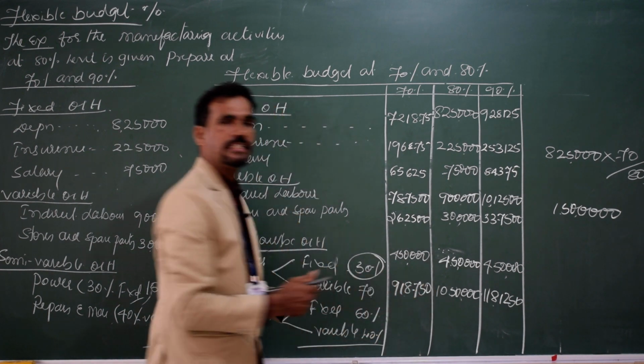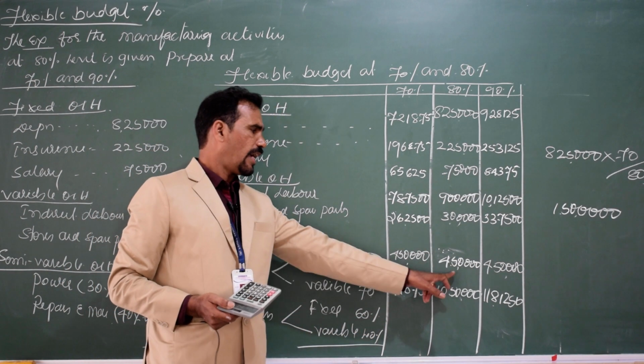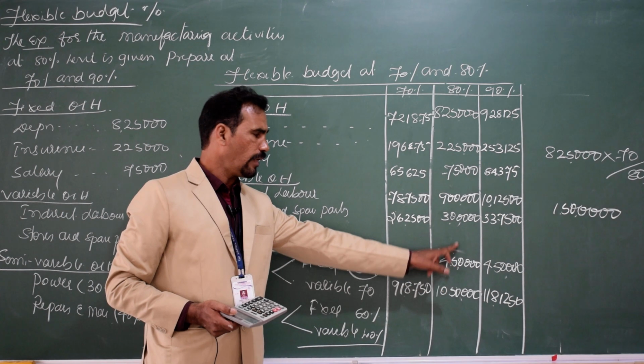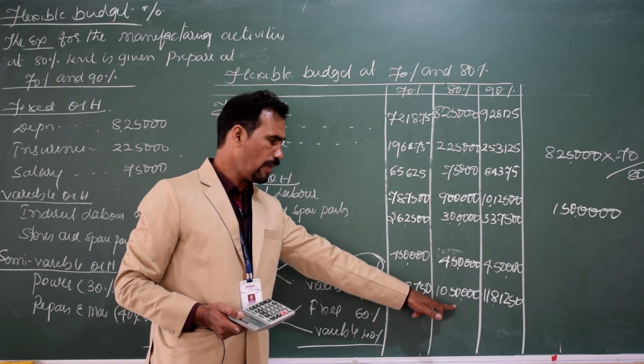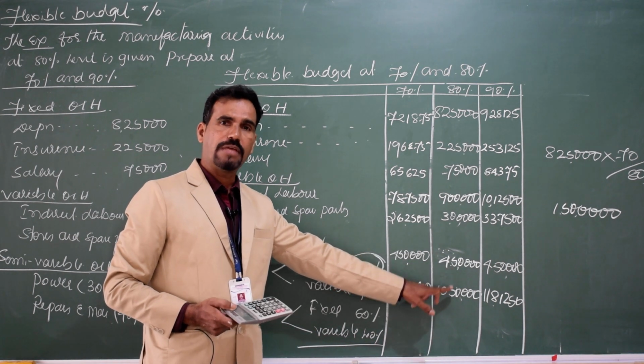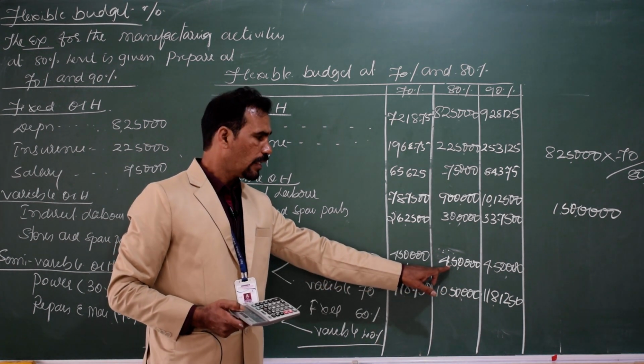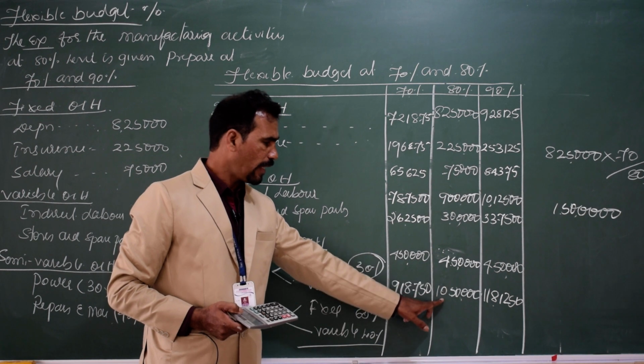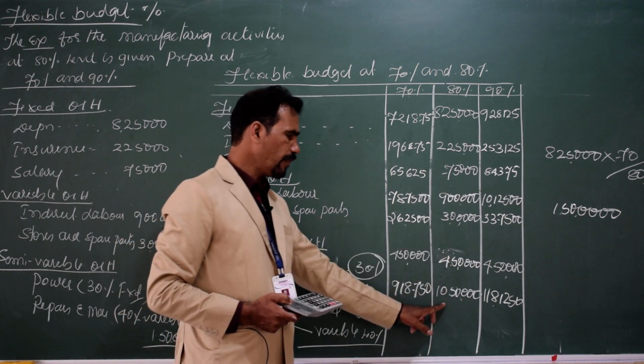9,18,750. See this, total cost actually is given as 15 lakh. 15 lakh will be divided into fixed and variable cost also. I am taking 30% as fixed cost, the remaining 70% as variable cost. So 4,50,000 plus 10,50,000, total cost will be 15 lakh.